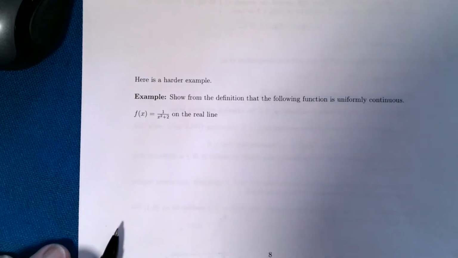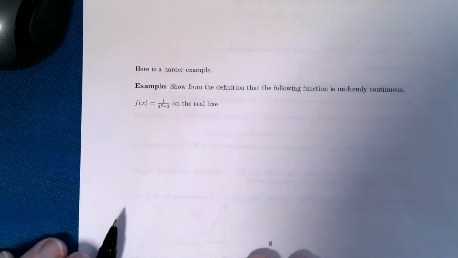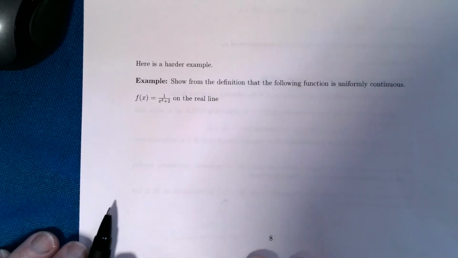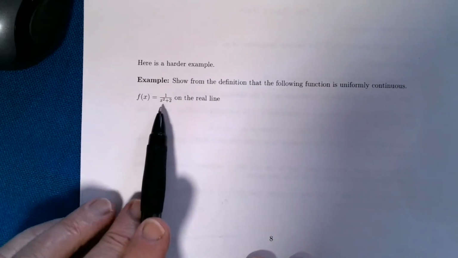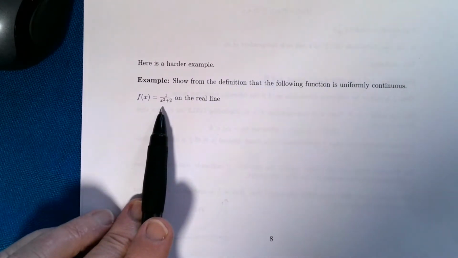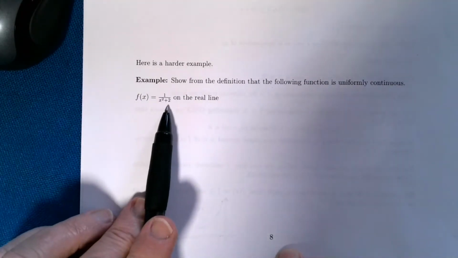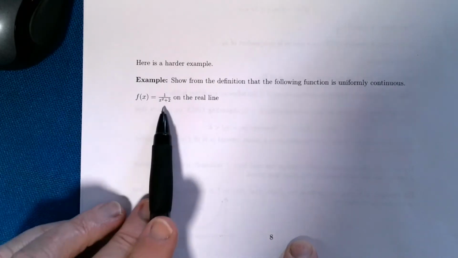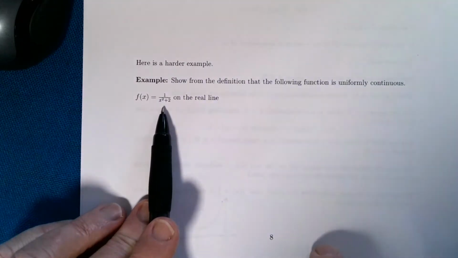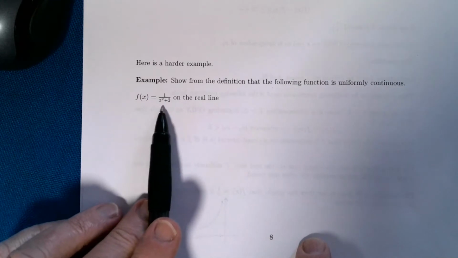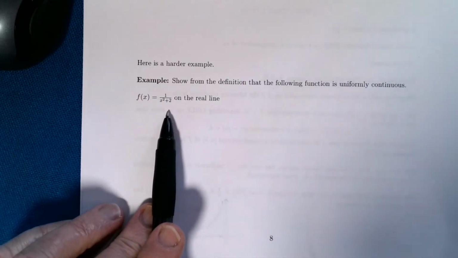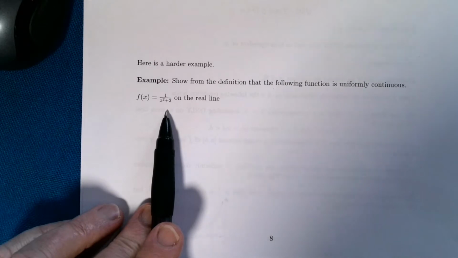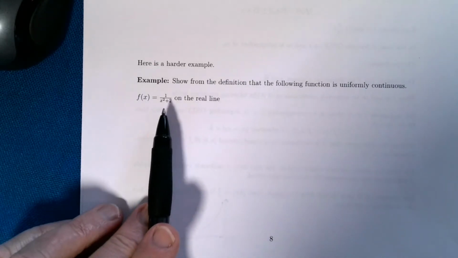Again, I wouldn't expect you to be able to reproduce this example, just to show you how complicated it can get, even with a relatively sensible function. So we've got the function 1 over x squared plus 2 on the real line, and we want to show that this also is uniformly continuous. When we get to differentiation and differentiability, we'll find a nice way of checking for uniform continuity, but at the moment we're just doing it bare hands using the definition.